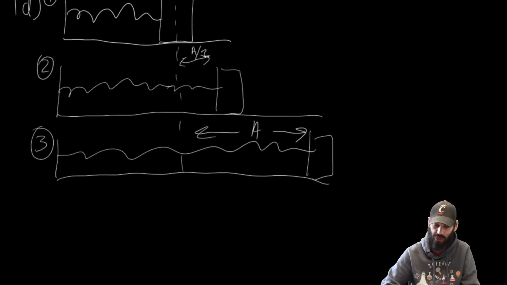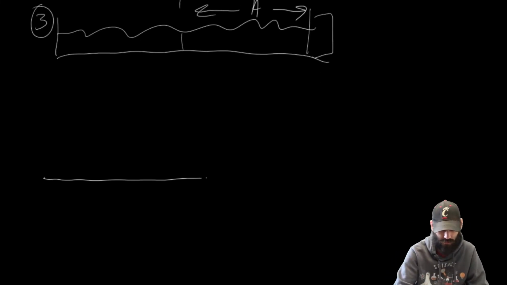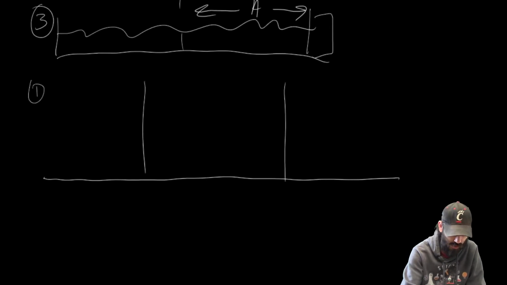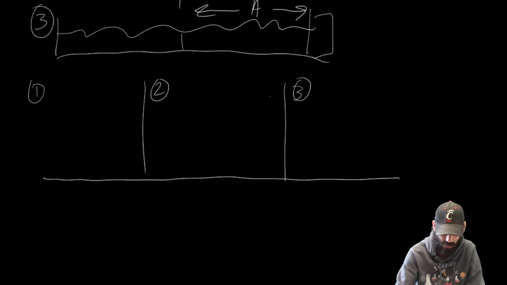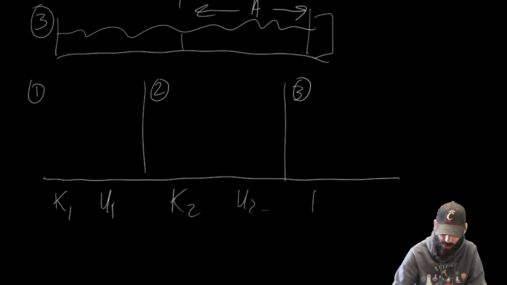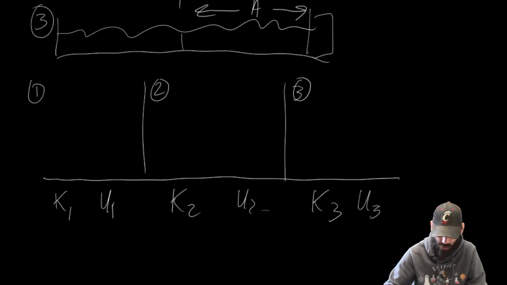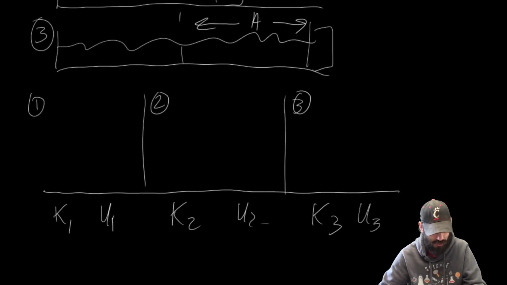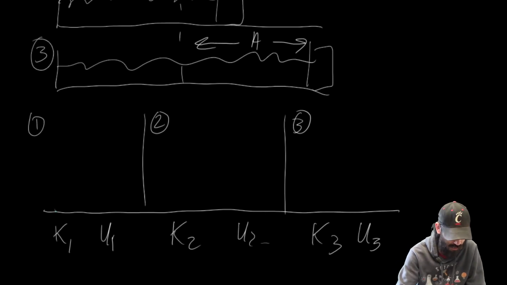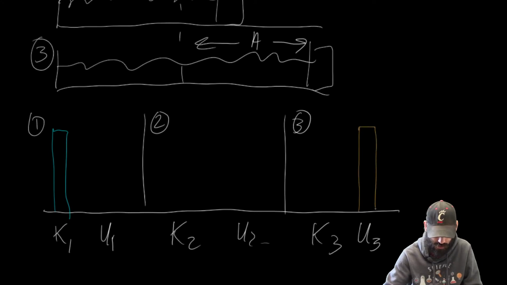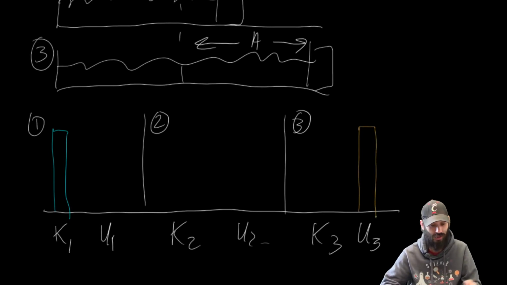And we can, again, draw our energy bar charts here. So we have some really big, long bar chart. Here is 1, here is 2, here is 3, and then we have our K1, U1, K2, U2, K3, U3. And we know what's going on in states 1 and 3, right? Because here we're going to have all kinetic energy, and over here all potential energy, and those two bars are the same height because energy is conserved.